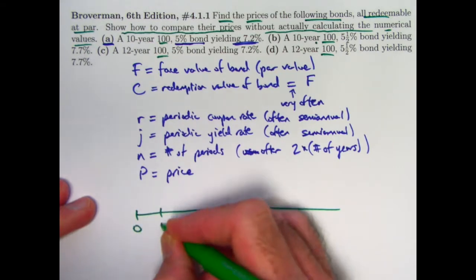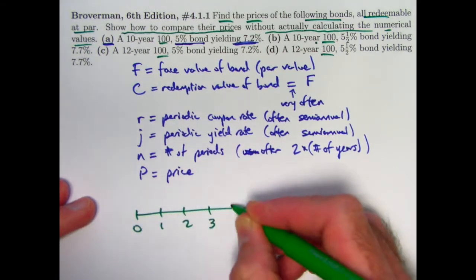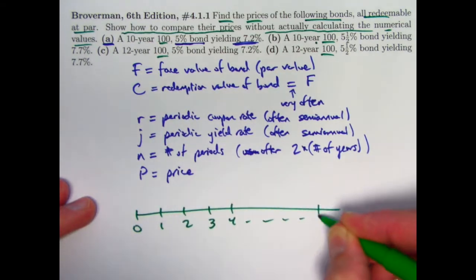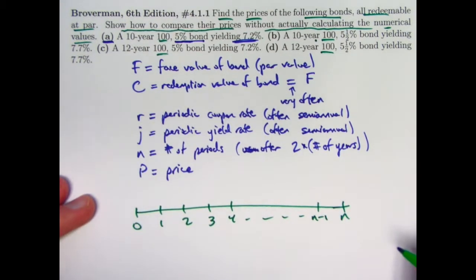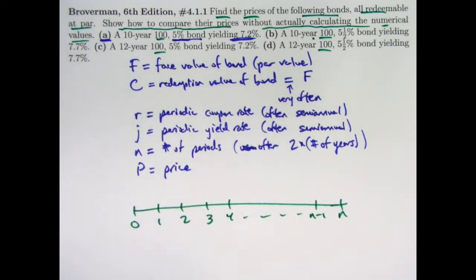So here's our timeline, and these times are in half years. There's going to be n of them. So if indeed these are half years, and if n is even, at least n over 2 would be the number of years.